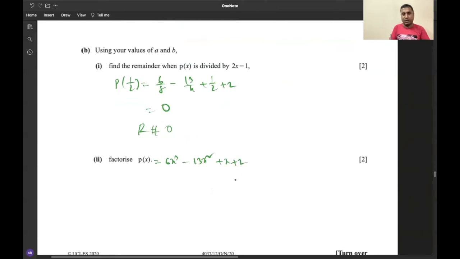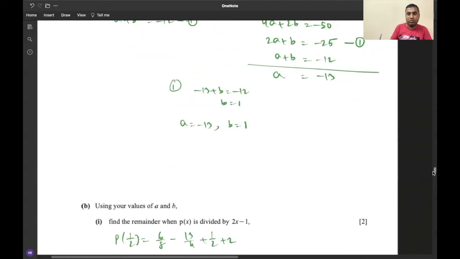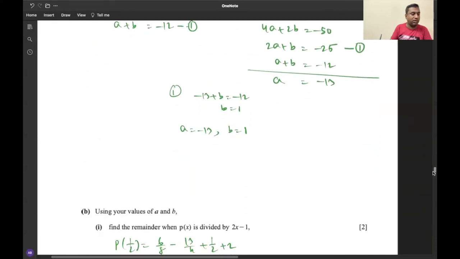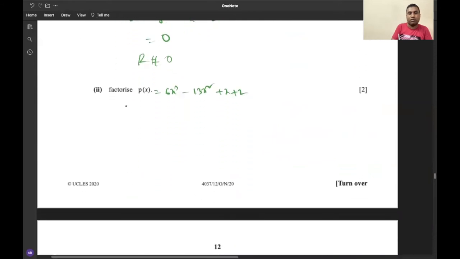Now here we can find the factors. This is also very easy. We can do long division or synthetic division. Anyway, x equals 2 is a factor. That is 6, minus 13, 1, 2. Let me keep it same, 6. 6 times 2 is 12, then this is becoming minus 1, minus 13 plus 12, minus 1. Then minus 2. So this is minus 1, minus 2, that is 0.